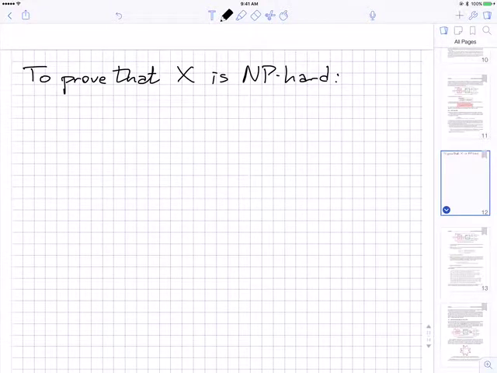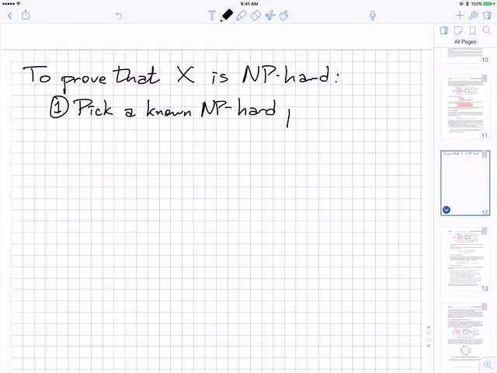Okay, so here's how you do it. First, I'm going to pick out a problem that I already know is NP hard. At this point, we only had one problem like that. We believe Steve Cook and Leonard Levin. We believe them that circuit SAT is NP hard. But the idea is I'm going to pick a known NP hard problem Y.